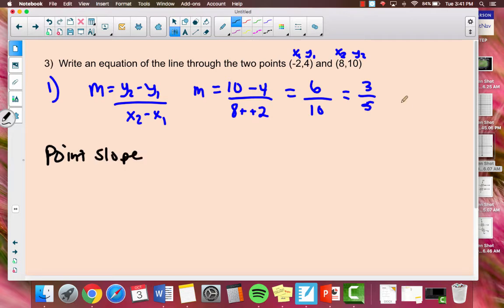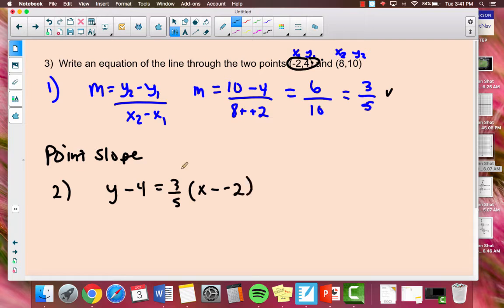because I have a slope now, and I have a point, and I can use either of them, and I'm just going to plug them into my equation. So I'm going to use negative 2, 4. Okay, you could use either one you want, it doesn't matter. So in step 2, I'm going to say y minus the y value, so minus the 4, is equal to my slope, which we just found, and then x minus the x value. And now we can simplify.